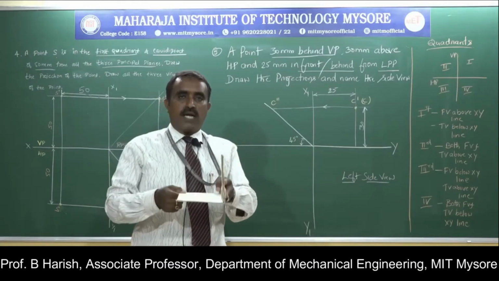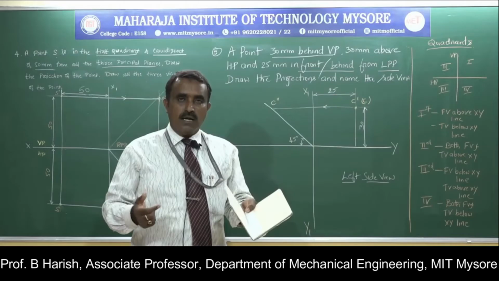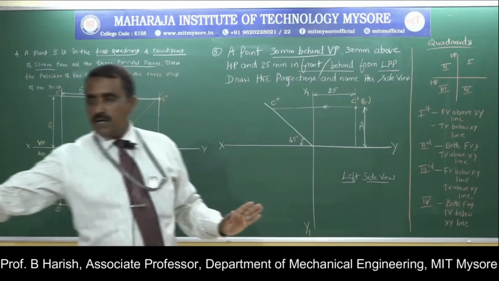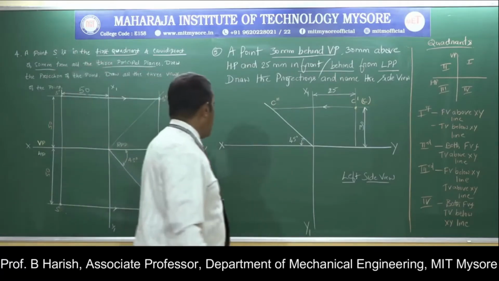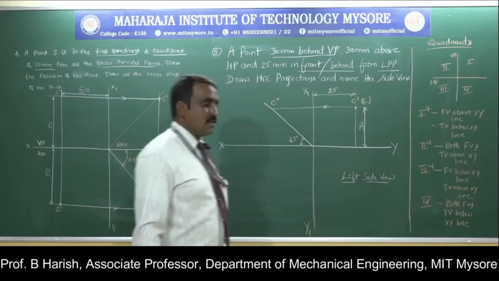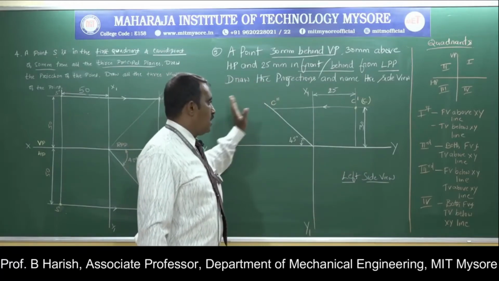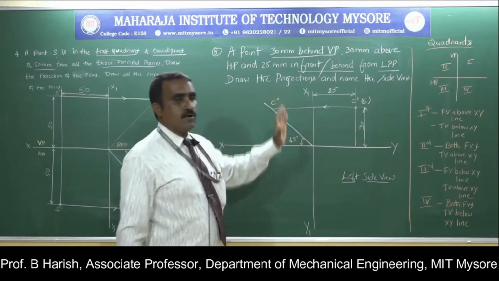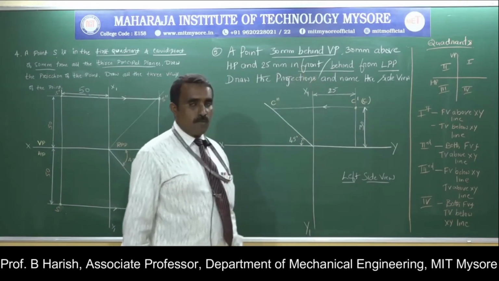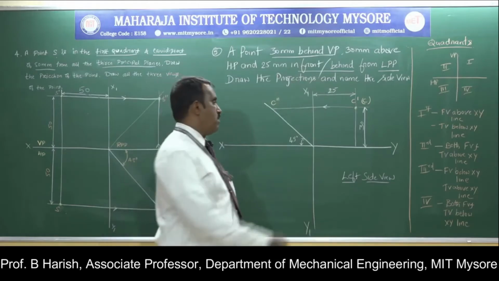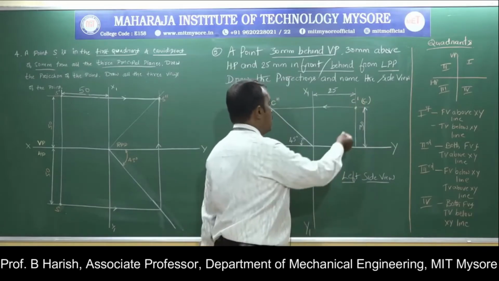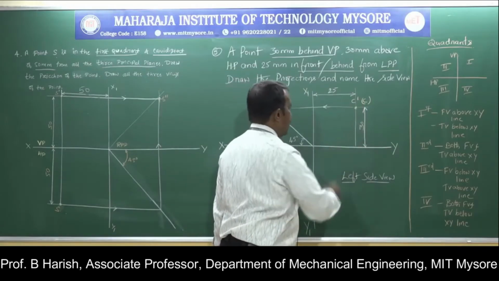In the second quadrant, it is known that the top and front views will both be above the XY line. So how to draw the projectors? I'll draw the XY line. Then first I'll fix the top and front views. Here I should also draw the profile view, but first I'll draw the top and front views. So measure the distance from the XY line, 30 mm above, then 30 mm in front of V.